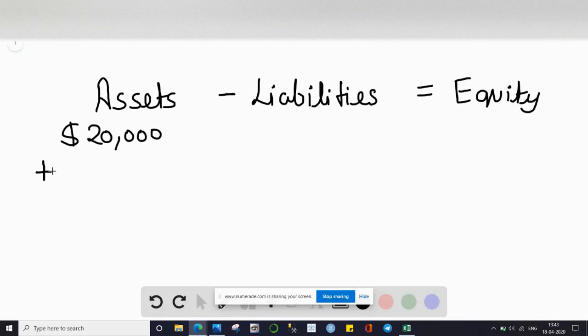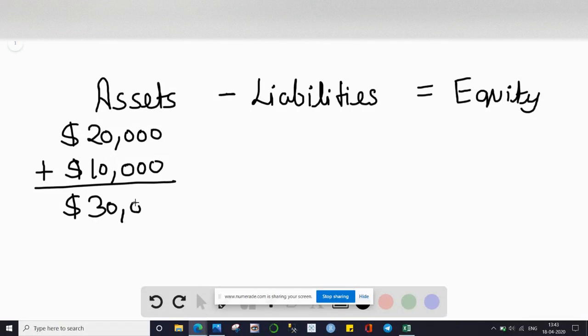Plus you have some extra cash in your cash drawer for purchasing new video games or making payment to your employees. Let's say you have excess cash of $10,000. So in total you have assets of $30,000. Okay, that clear?